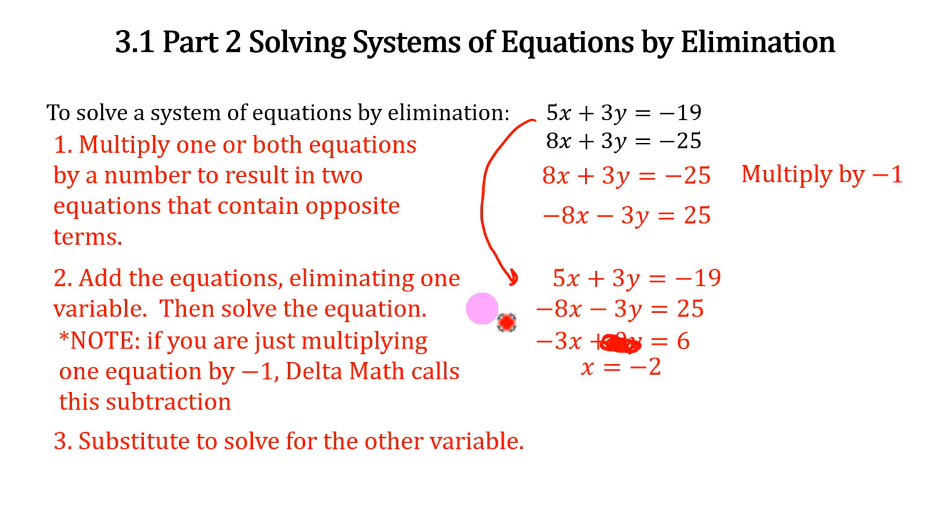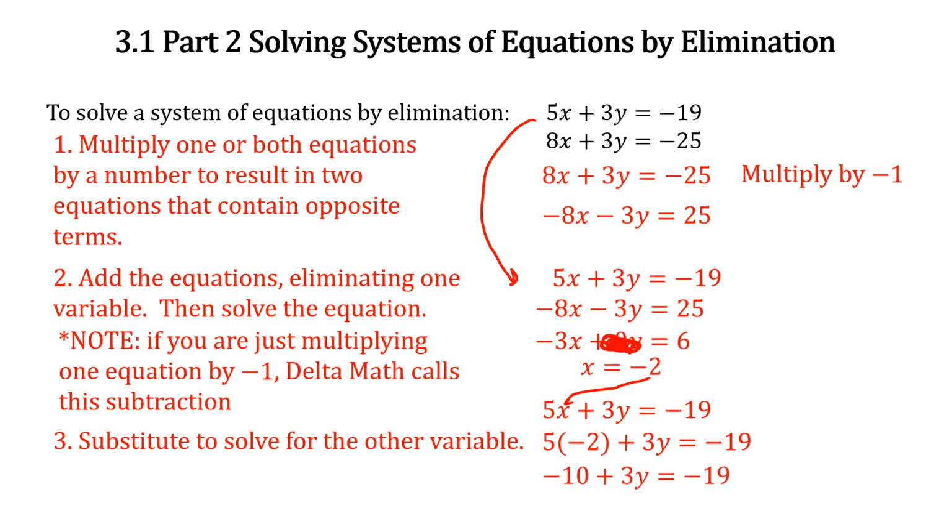And now again, take that back into any one of these equations. I'm just going to take the top one. Neither one looks particularly easier than the other. I'm going to take this and put it in there, which leaves me with only a y variable, which I can then solve for. Add 10 to both sides, divide by 3, and get -3. So my solution is x is -2 and y is -3.